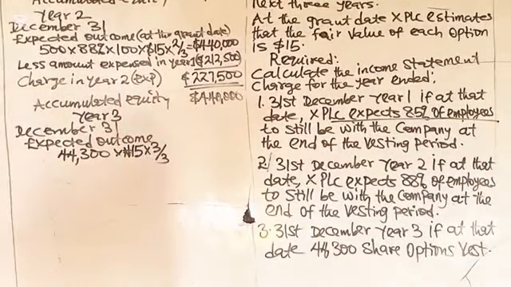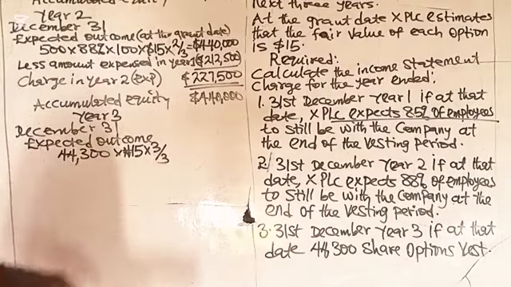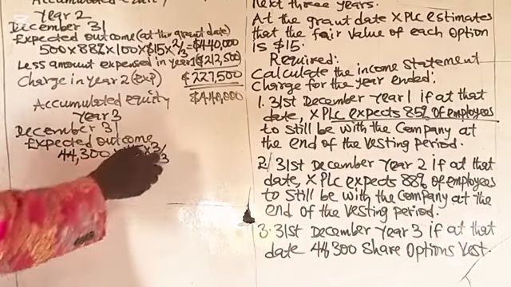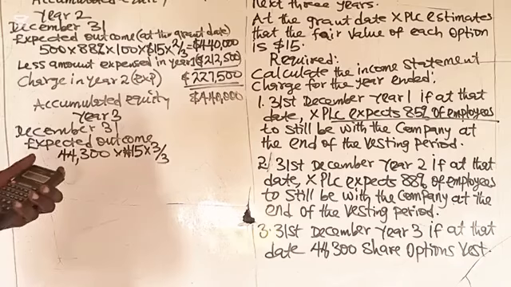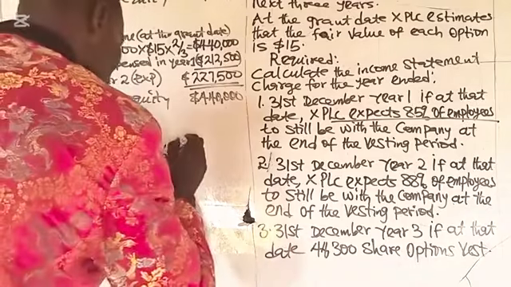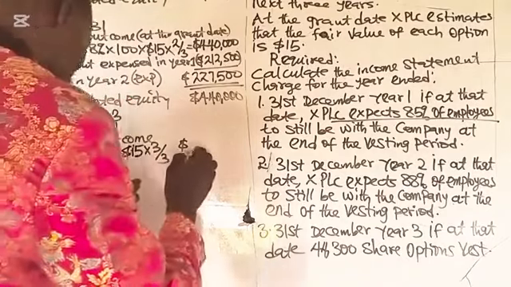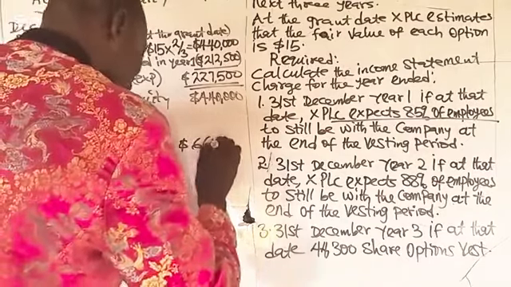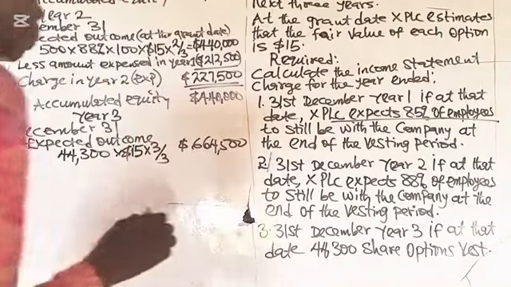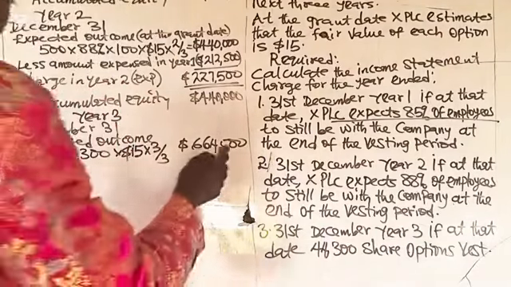This is the 3rd year. This is the total share options that vested in year 3. So 3 years out of 3 years. So we have 44,300 times 15 times 3/3. That gives us $664,500. This 664,500 is the cumulative or accumulated amount that will appear in equity.